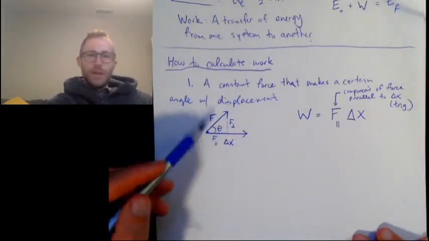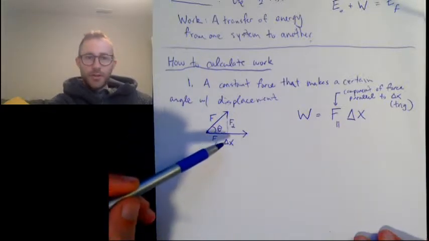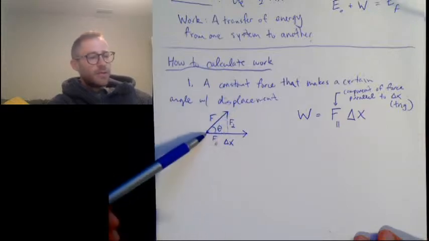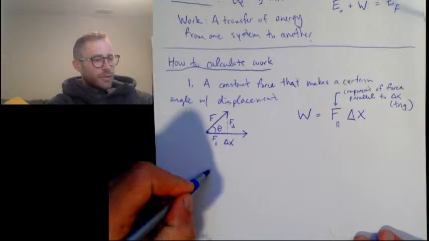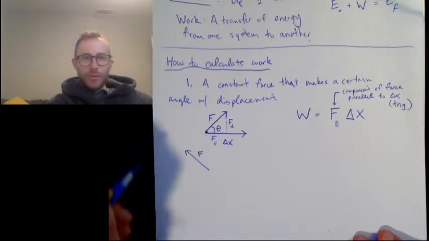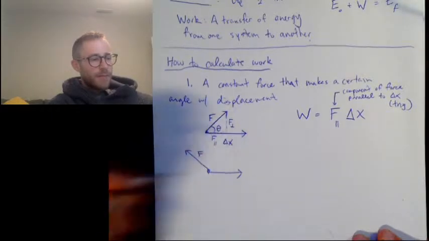So this would be an example of positive work being done because F parallel is positive and the displacement is positive. You could imagine a situation like this. What if we had a force like this and a displacement like that?